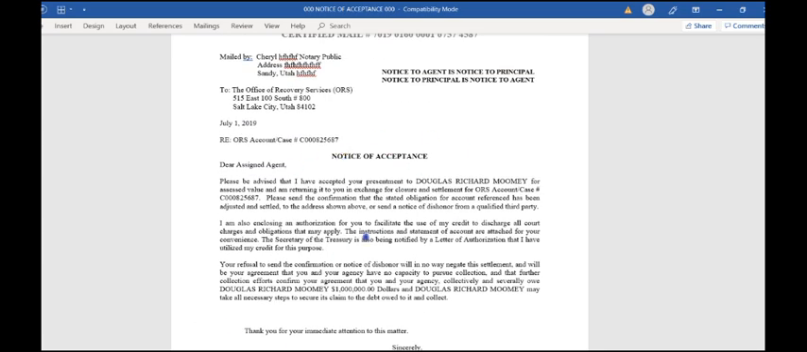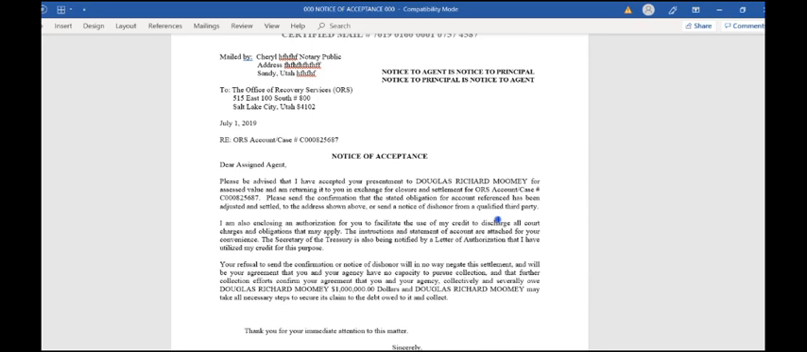This is a conditional acceptance. Please be advised that I've accepted your presentment, okay, for assessed value, not just accepted for value, but assessed value, which means that is what it says on the payoff statement. And I am returning it to you in exchange for closure and settlement of the account, okay? For me, it's that one. Please send the confirmation that the stated obligation for the account referenced has been adjusted and settled to the address shown above, which is going to be the notary, okay? Or send a notice of dishonor from a qualified third party.